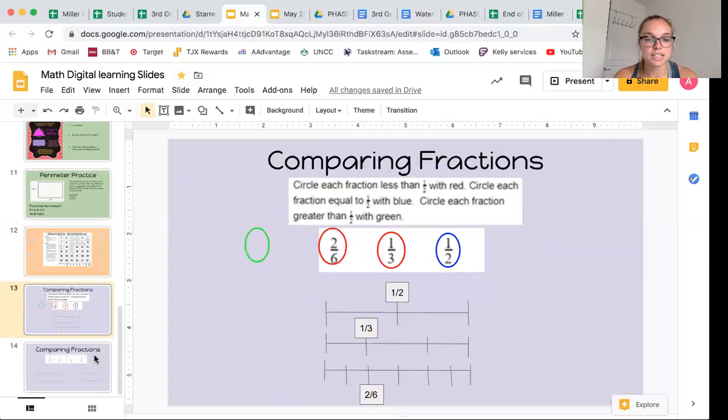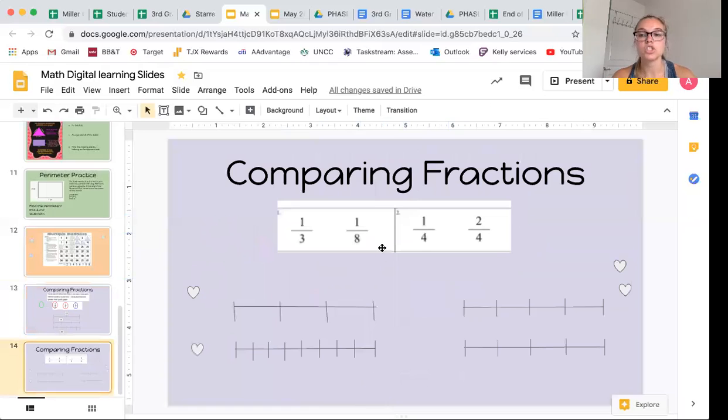Then the second step is going to be comparing two separate fractions. Now we talked about this. When fractions have different denominators, so 3 and 8 are different, then the one with the smaller denominator is going to be larger pieces. And when fractions have the same denominator, the fraction with the larger numerator is going to be larger. So let's look at number 1 here.